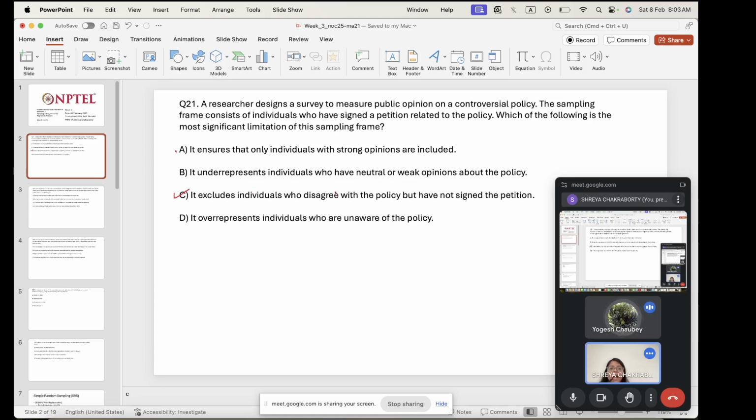Okay. The public opinion on a controversial policy. The sampling frame consists of individuals who sign a petition related to the policy. Most significant limitation of the sampling frame. Okay, all of these except D, all of A, B, and C seem to be more or less correct to me, but out of these three, C I feel is more appropriate.